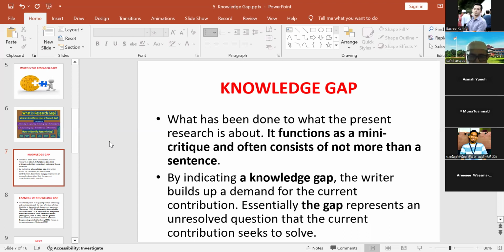So don't ask the same question as other people have asked. If you ask the same question, it means you repeat other people's study. This is just an imitation of other people's study. So the research question is very important, and you have to be sure that you ask a different question from the previous studies. So don't ask the same question.